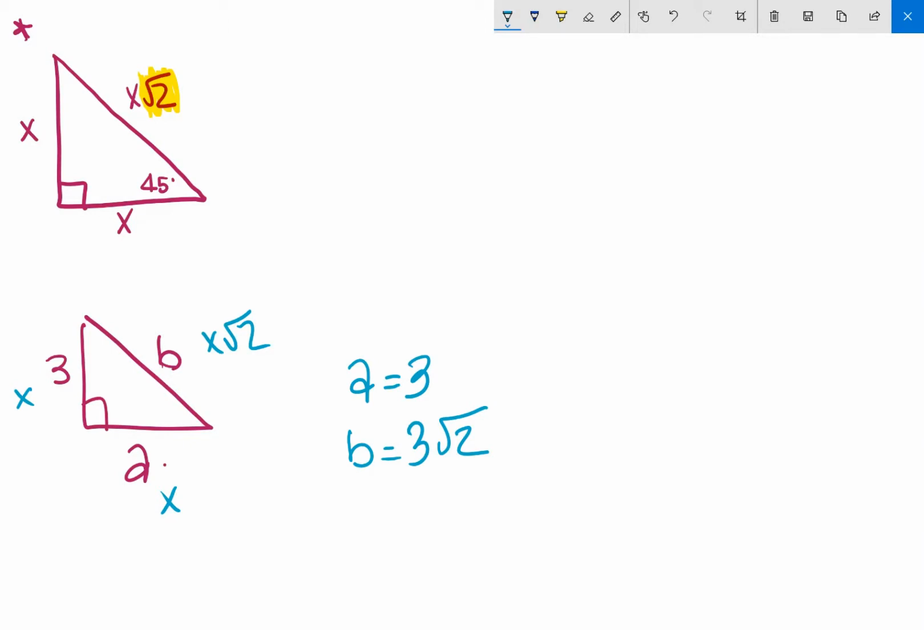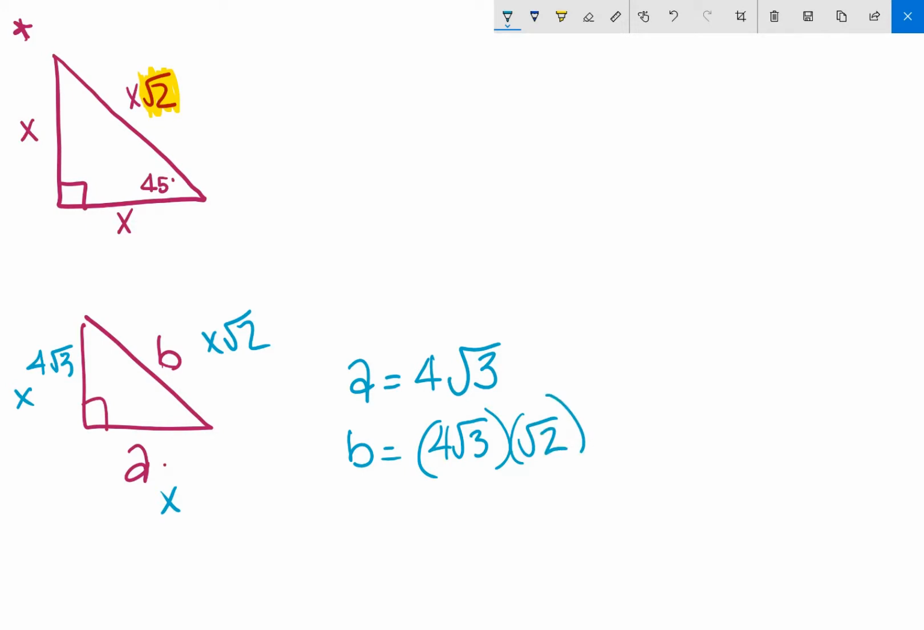Now, if you had a slightly more complex one, let's say instead of 3, it was something like 4 square root of 3. In order to find A, it's still going to be the same thing. So it'd be 4 square root of 3. But to find B, it is your leg length times the square root of 2. So sometimes this gets a little ugly looking if you have radicals in there with it. So then when you multiply it, the square root of 3 times the square root of 2 is just the square root of 6. So then B would be 4 square root of 6.